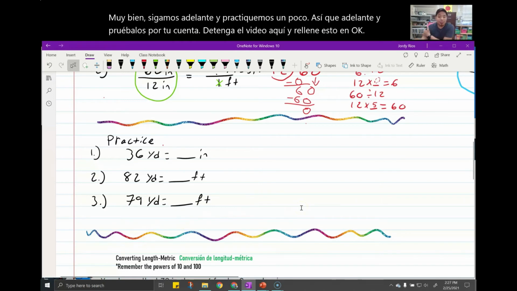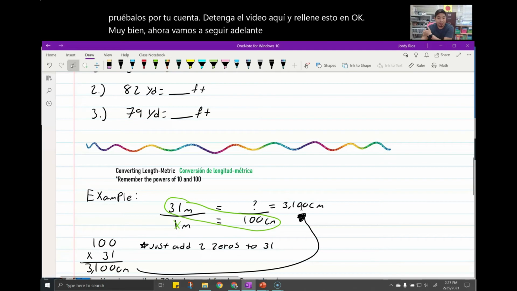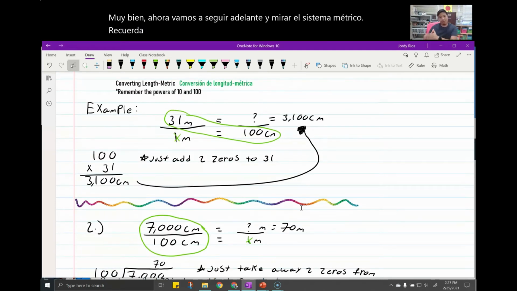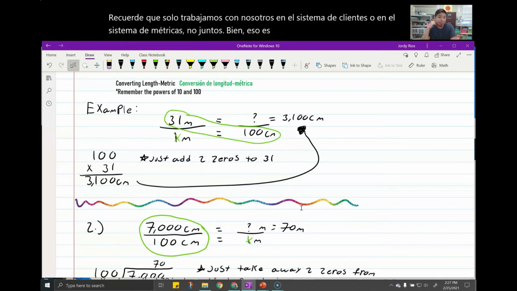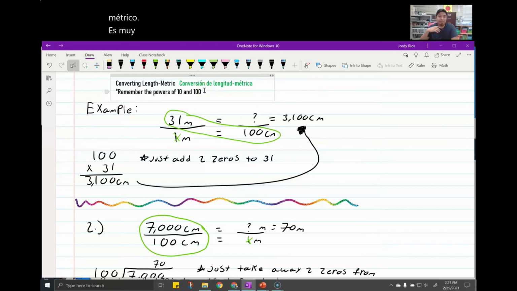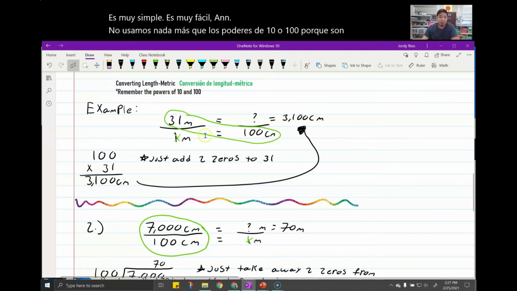Alright, so now let's go ahead and look at the metric system. Remember, we only work with either the customary system or the metric system, not together. Okay, that's later on. We're going to learn about that. So when we're converting length in the metric system, it's very simple, it's very easy, and we use nothing but either the powers of 10 or 100 because they're just very simple like that. Okay, so let's go ahead and look at this one.